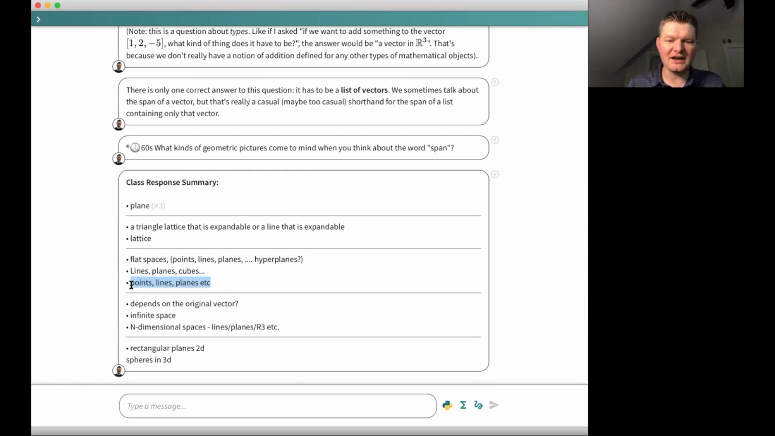Points, lines, planes, that kind of stuff. There are a few answers here that are not correct in instructive ways. And you can see that several people had them along the same line. So this is a good thing to address.